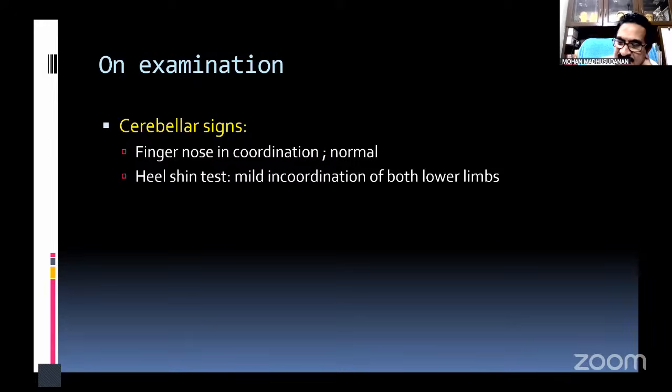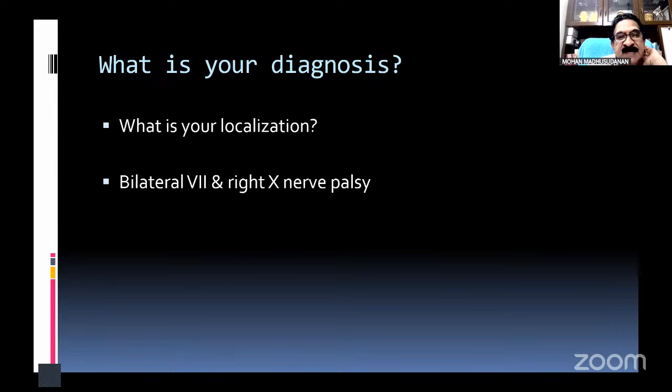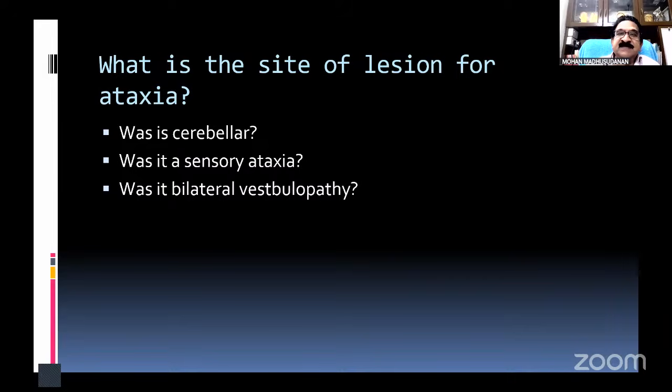Okay, let us analyze the problem. So, what is definite is bilateral seventh nerve and right ankle jerk palsy. There is also ataxia. There is no question about that. Now, what is the site of lesion for the ataxia? That's the first question. These are the three sites causing ataxia: cerebellar, sensory ataxia, bilateral vestibulopathy.